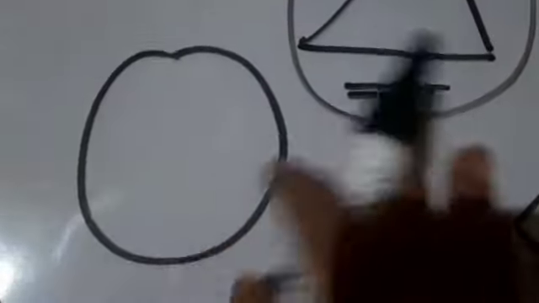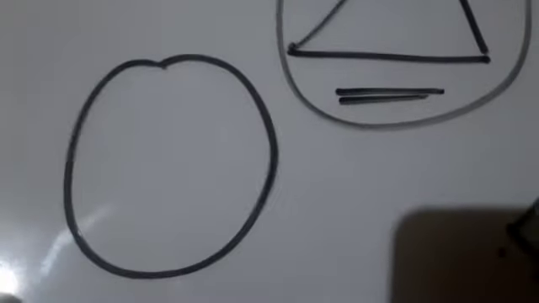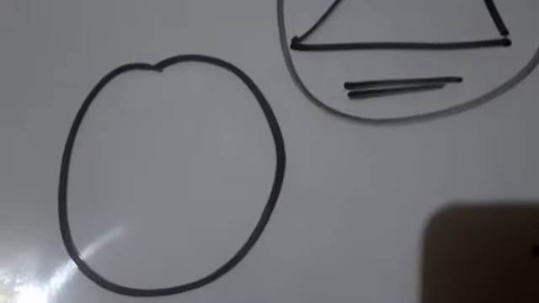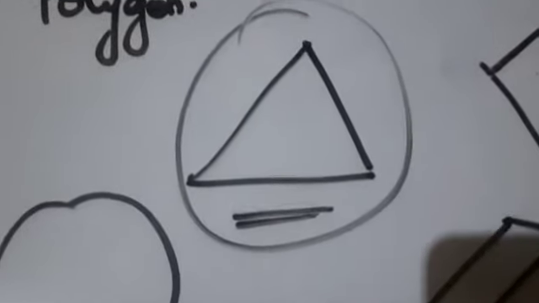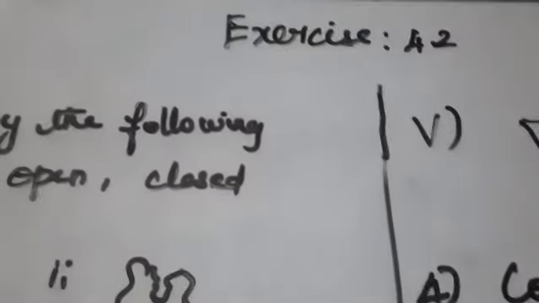A circle is not a polygon. Why? Because it has a curved side. A circle is not a polygon. Keep this in mind, students. A polygon should have at least three sides. Now let's solve the exercise problem based on the concepts that you have learned so far.